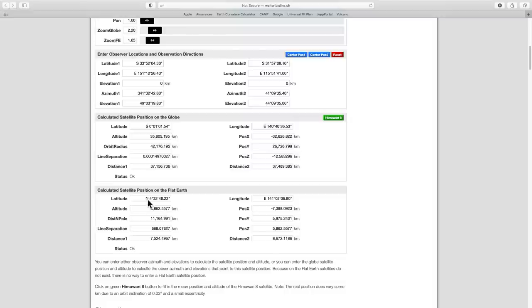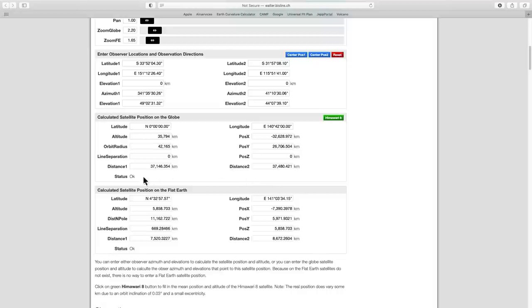For the calculation on a flat Earth, it is showing latitude north 4 degrees 32 minutes at an altitude of 5,862 kilometers. Now let's take a look at the actual figures for Himawari 8, and we can do that by hitting this green button. Remember, the altitude calculated on the angles provided, 35,805 kilometers, with just 1 minute of latitude difference from the equator. Himawari 8 is clearly on the equator and at an altitude of 35,794. So using the verifiable angles from Sydney and Perth, Australia to Himawari 8 in this calculator produces a result that is extremely close to the published position for Himawari 8.